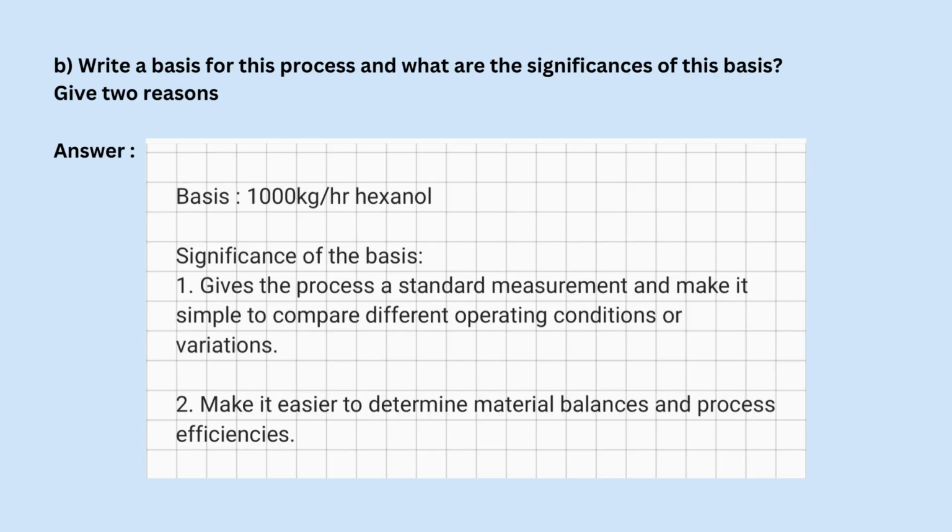For question B, write a basis for this process and what is the significance of this basis. Give 2 reasons. The basis that we use in this process is 1000 kg per hour of hexanol. The significance of the basis is, first, to give the process a standard measurement and make it simple to compare different operating conditions or variations. Second, it makes it easier to determine material balance and process efficiency.